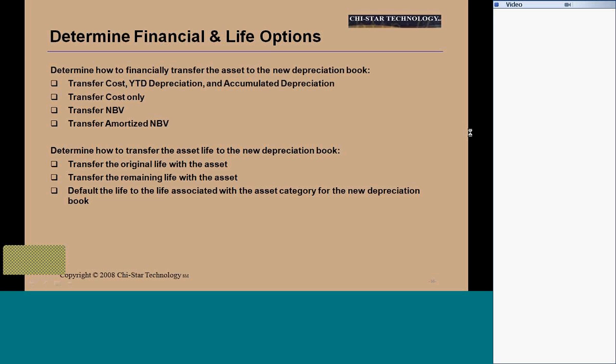The third life option that I have is that I could bring over the remaining life of the asset. So financially, if I'm transferring the asset at a net book value, I may prefer to transfer along with that the remaining life of the asset, so it completes out the natural depreciation for that asset.